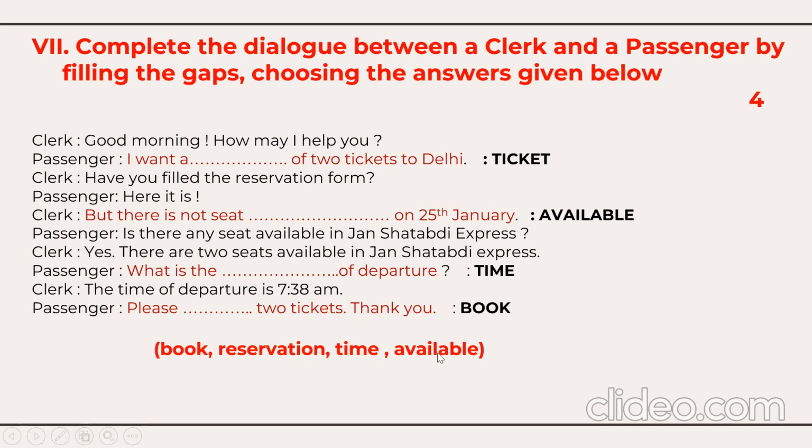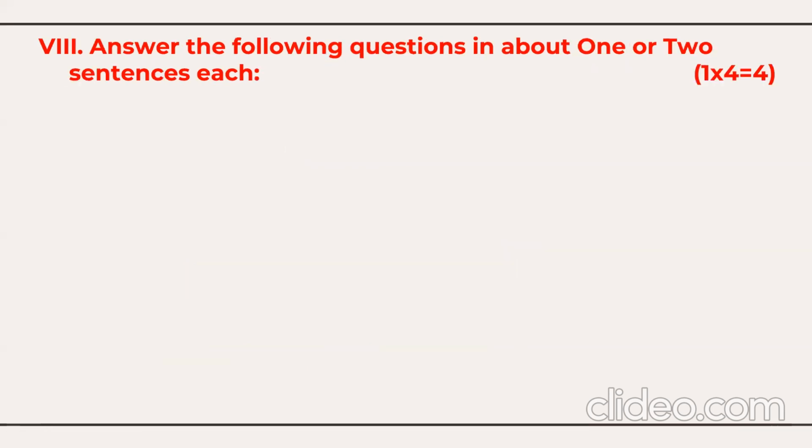So like this, you need to select. It's very much easy. You can also write the direct answer. You can copy the dialogue and underline, and you'll be getting 4 marks here. 4 blanks, 4 marks. Next question, you need to answer in one or two sentences. 4 questions are here, each for 1 mark.